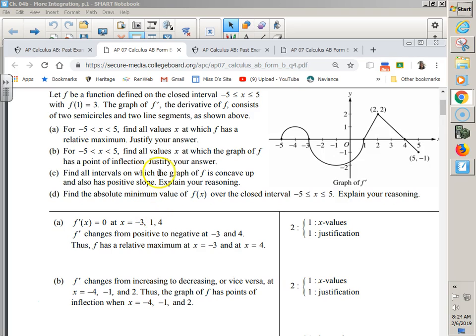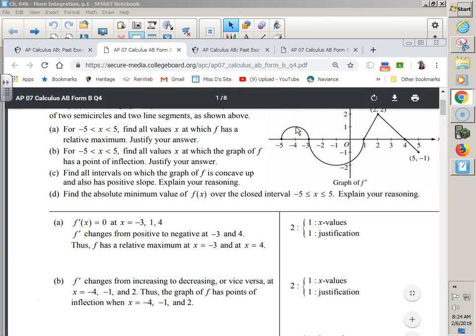Letter C. Wait a minute, we just talked about this, didn't we? So when will f be concave up, first of all? F prime is increasing, aka f double prime is positive. All good ways of saying it. So where is f prime increasing? -5 to -4, right? -1 to 2.